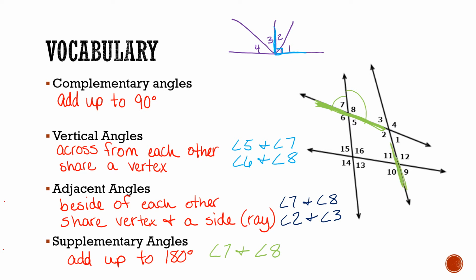Also, there's a straight line here being created by angle 12 and angle 9. So angle 12 and angle 9 would also be supplementary angles. So two angles that are adding up to 180, and there are many, many more supplementary angles in this diagram.